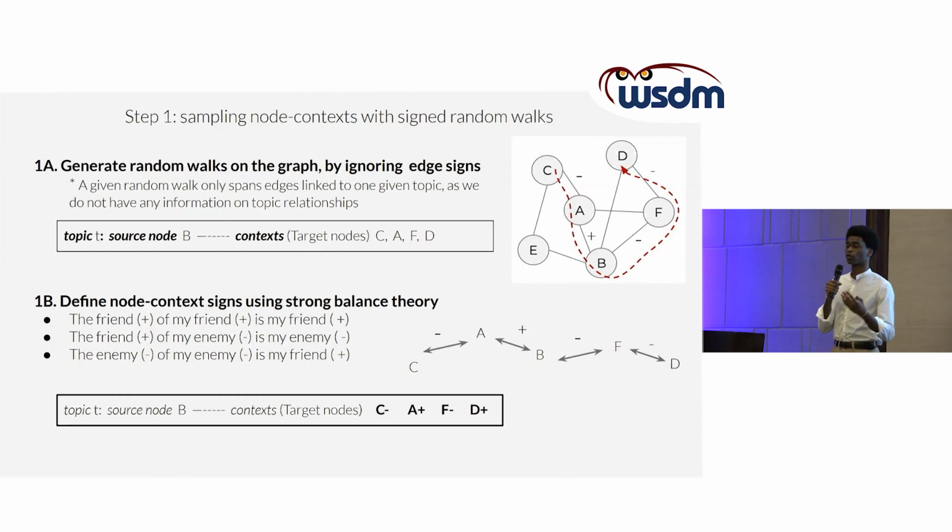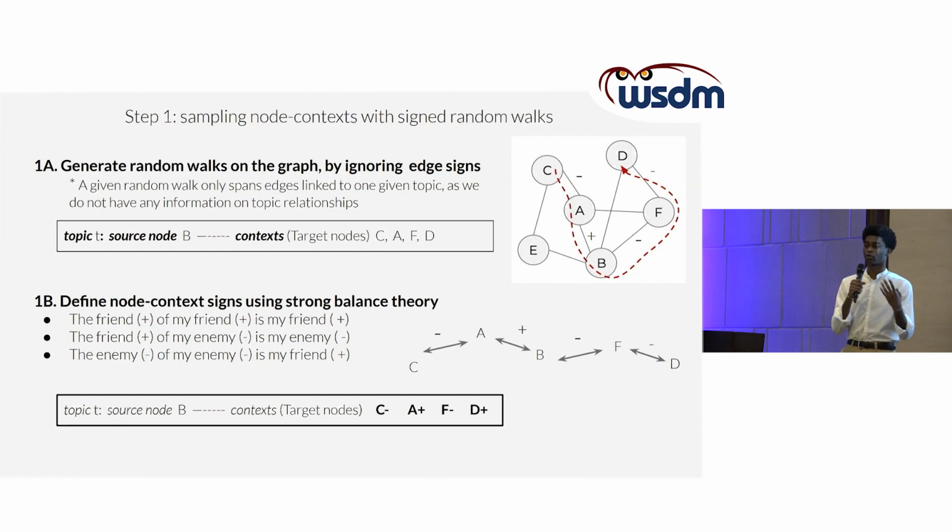Those walks are only going to span one specific topic at a time because we don't have any relationship between topics. In fact, we're going to see later that the model is actually able to learn topic relationships in a supervised fashion. Second, now that we have those random walks, we have the neighborhood of a specific node, and we try to answer the question: what is the relationship of this specific node to its neighborhood?